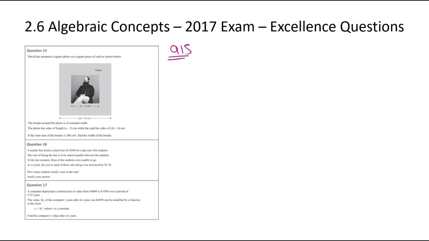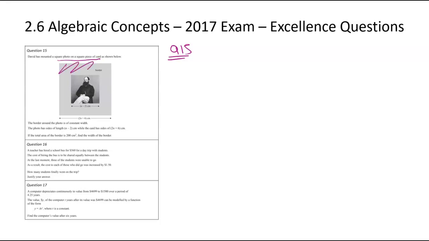We've got a square-mounted photo on a square piece of card. So that grey thing will be the piece of card, and obviously the photo in the middle is going to be the photo that they've referred to. The border around the photo has a consistent width. That makes sense given it's a square. The photo has a length of n-2, so we've been given that in the diagram, and the side of the card is 2n+6, also given in the diagram. If the total area of the border is 200 centimeters squared, find the width of the border.